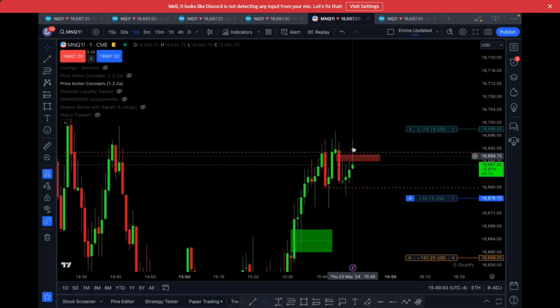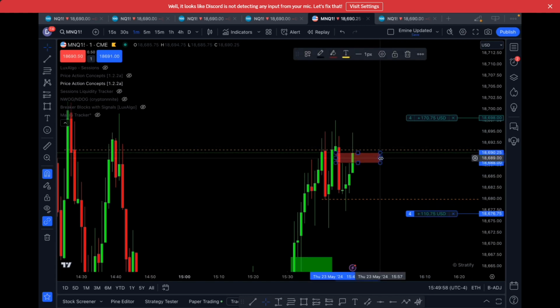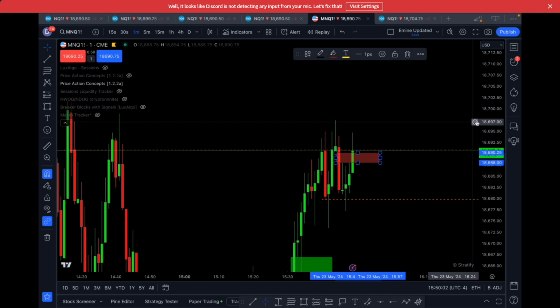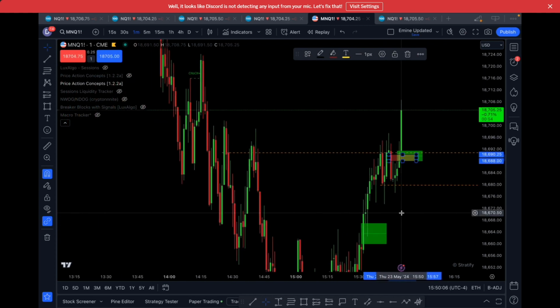I don't want it to do this kind of wicks inside this bearish FVG. Okay? I don't want it to do that. I want it to at least close above the midpoint of this order fair value gap. There we go. There we go, guys. I thought I lost the connection for a second, but there we go. We have our TP.